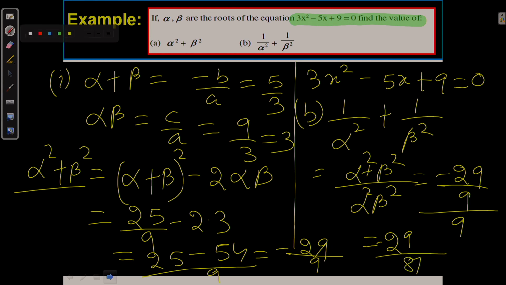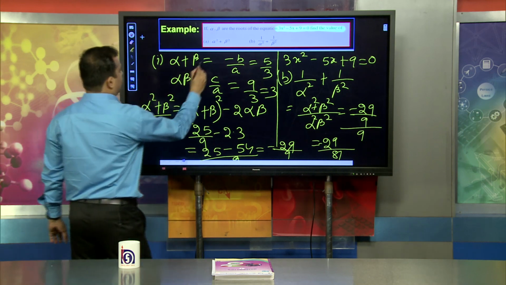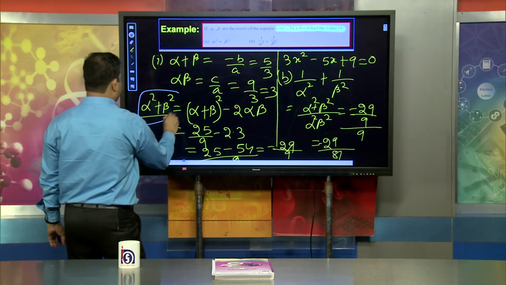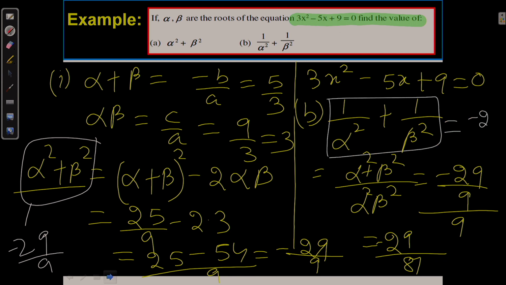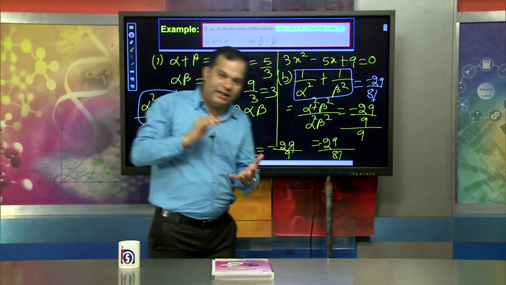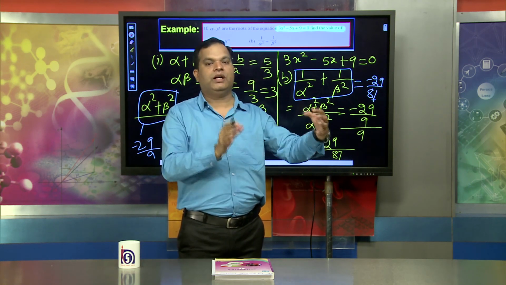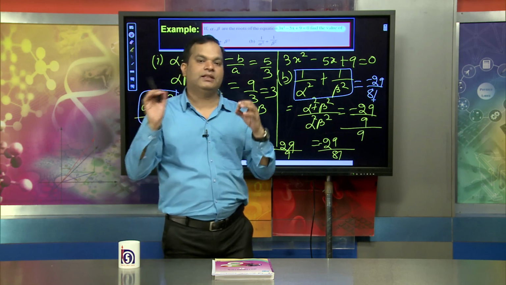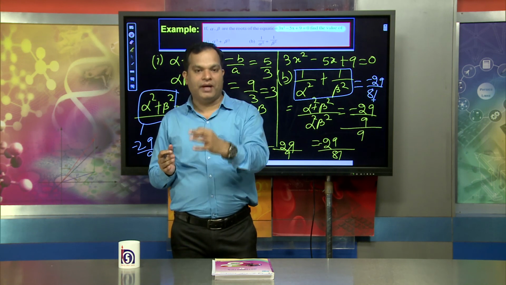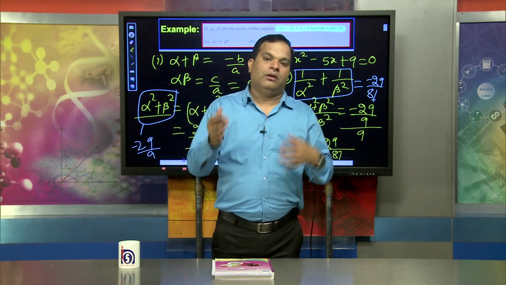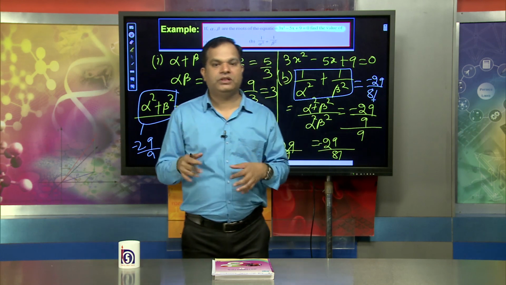So dear learners, here we have found alpha square plus beta square value, which equal to minus 29 by 9, and the other value you have already found, minus 29 by 81, which is possible through the formula we have established, the relationship between the coefficients and the roots of the quadratic equation. That means the sum of the roots equal to minus b by a, and the product of the roots of the quadratic equation, alpha beta, which equal to c by a.